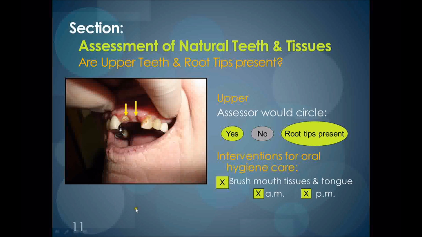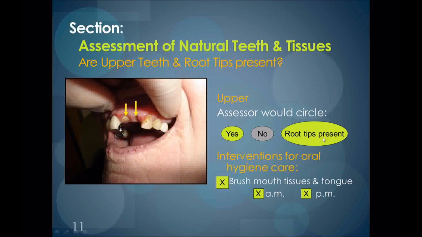In this photograph, you see a client with some upper teeth as well as 2 root tips, which are highlighted with the yellow arrows. This information needs to be translated to the oral hygiene care plan in the upper left section of the tool under Assessment of Natural Teeth and Tissues. Under upper, the assessor would circle yes to indicate natural upper teeth present and also root tips present.